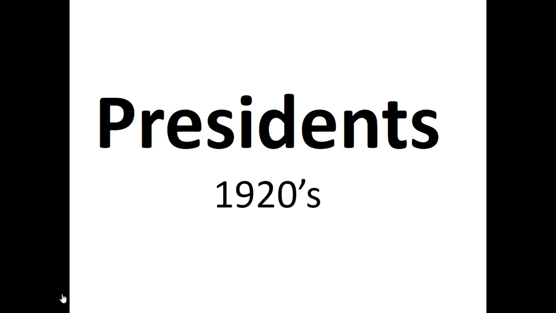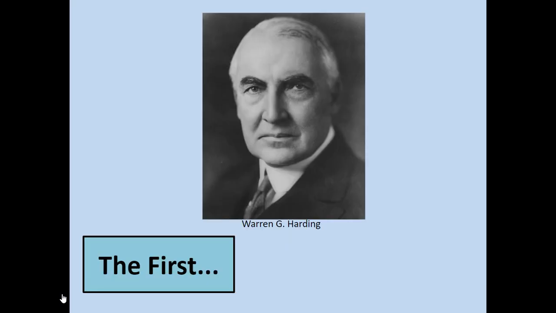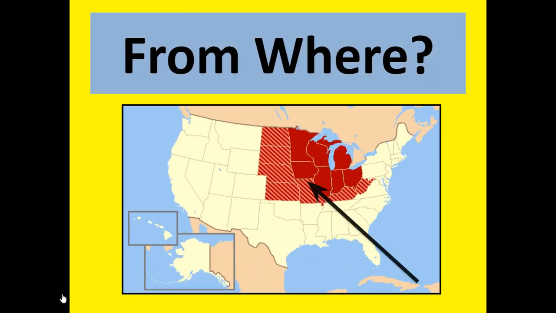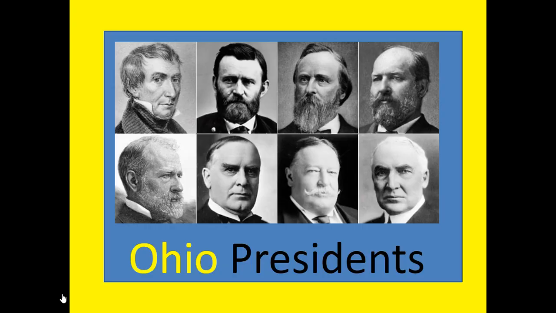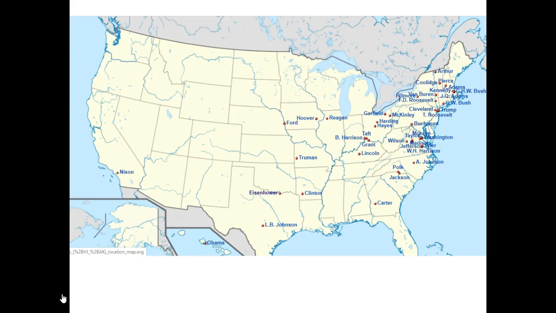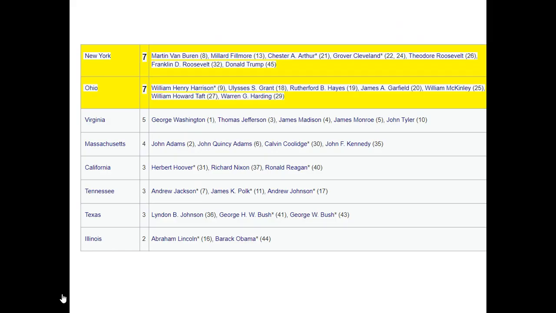Presidents of the 1920s were all Republicans, and the first of those 3 Republicans would be Warren G. Harding, President Harding. Now, he was from the great state of Ohio. Now, Ohio has had more presidents than any other state. Now, as you can see on this little map, it shows where presidents were from. And, of course, Ohio has a lot of dots. Now, it's tied for first.